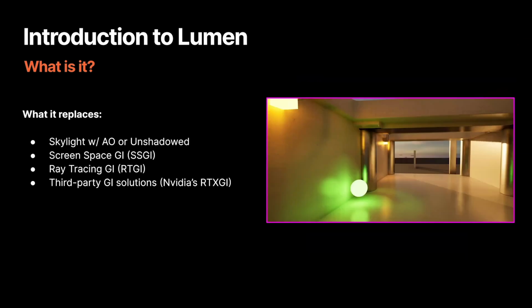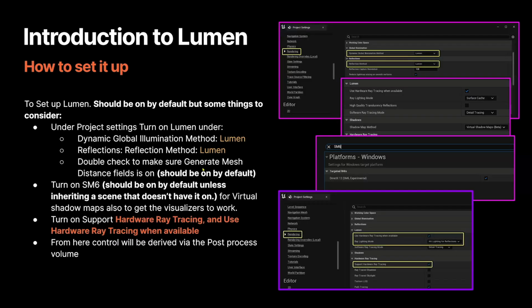It replaces your skylight, AO, unshadowed, screen space GI, ray tracing GI, and third-party GI solutions. So it's actually pretty fantastic. Ooh, I love this scene. It's fantastic. It looks so good. You'll notice if you lowered the environment light, you would get a stronger glow just because it's logical GI bouncing going on. Pretty cool.